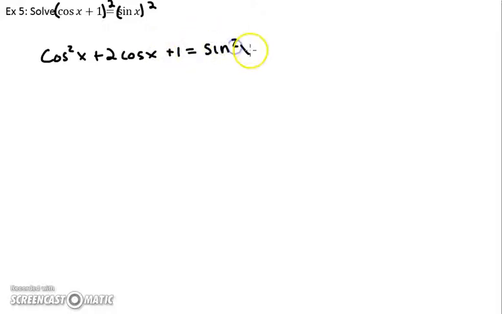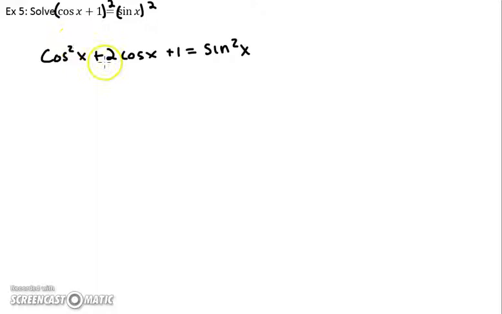We need to make this in terms of just one or the other. So what we're allowed to do is if we take each side and square it, we're going to get cosine squared of x plus 2 cosine of x plus 1 equals sine squared of x. So now we've introduced squares. And that means we can use our Pythagorean identities.